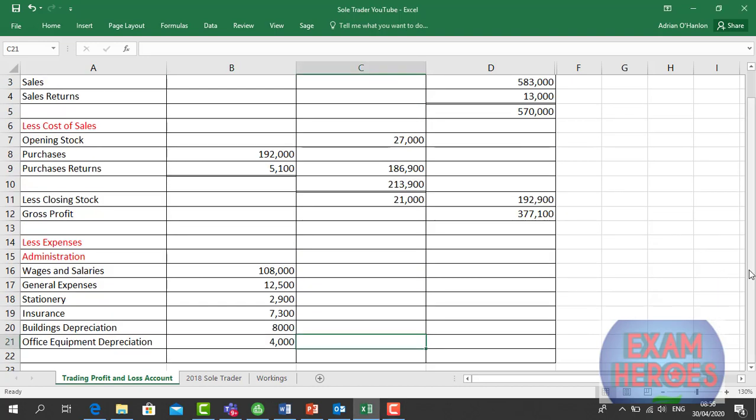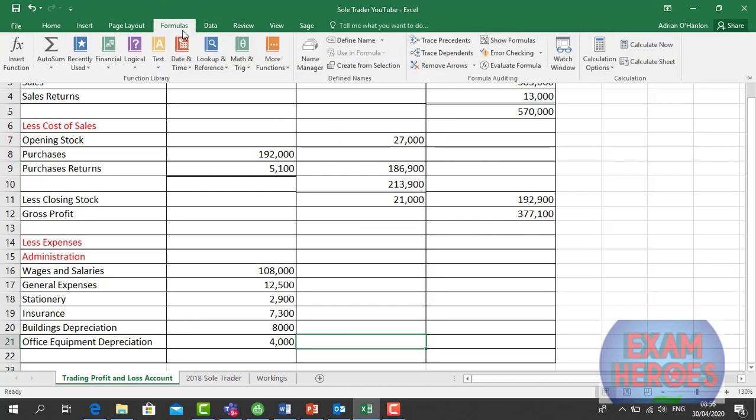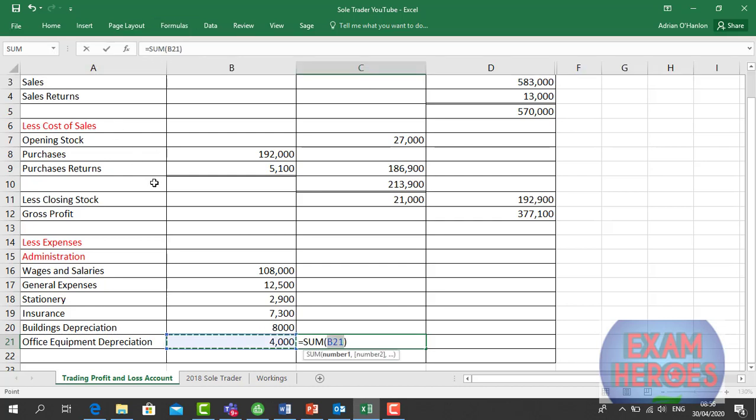So the next thing to do is just total up all of our administration expenses. You'd obviously have to use your calculator for this. In Excel I can just use my auto sum, but in the exam you'll have to add all these up. So if I add all these, I should get 142,700. Into this column here you'll put the total.